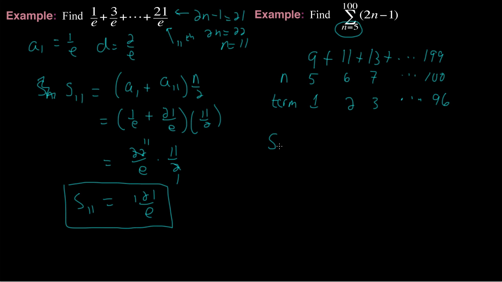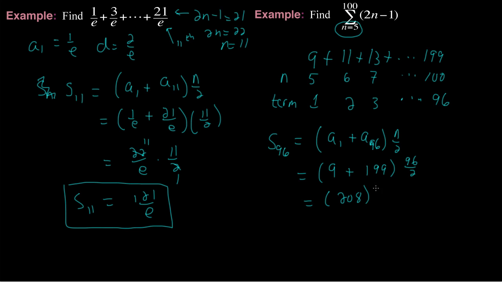So to find the sum of the first 96 terms, I'm going to take the first, the last, and multiply it by n over 2. The first term is 9. The last term is 199. There are 96 terms cut in half. 9 plus 199 is 208. 96 divided by 2 is 48. And 48 times 208, 9,984. So the sum of the first 96 terms is 9,984.